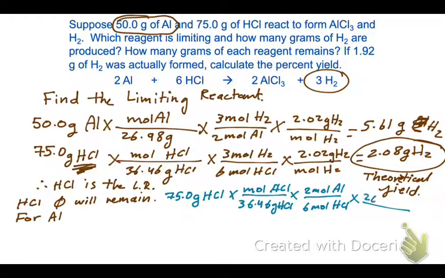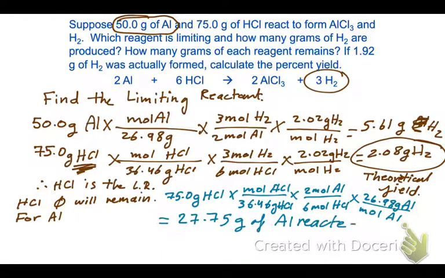26.98 grams of aluminum for every 1 mole of aluminum. The answer will be 27.75 grams of aluminum, and here is the keyword, reacted. Okay, this is how much aluminum reacted.